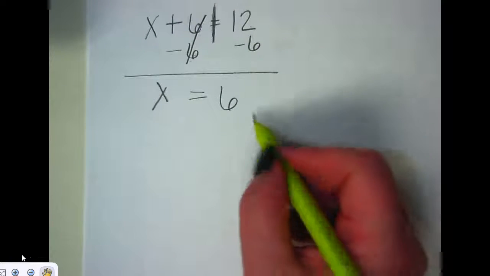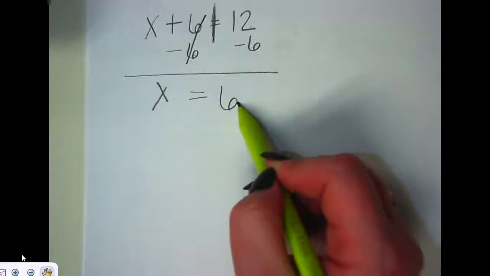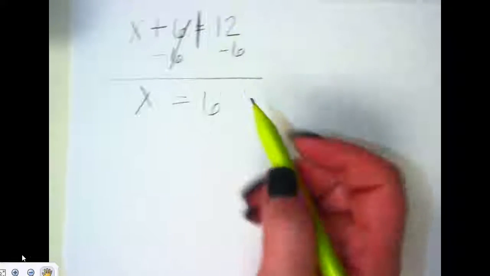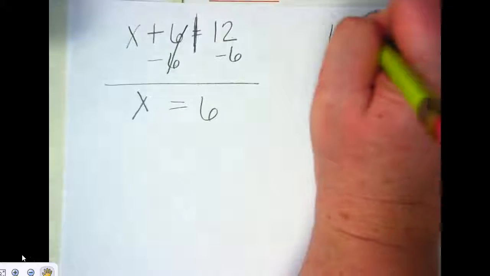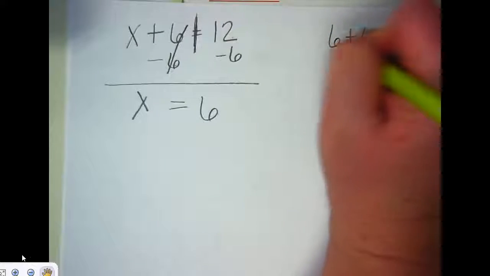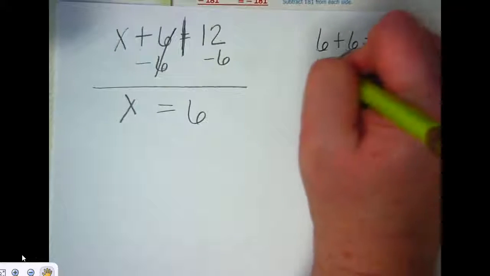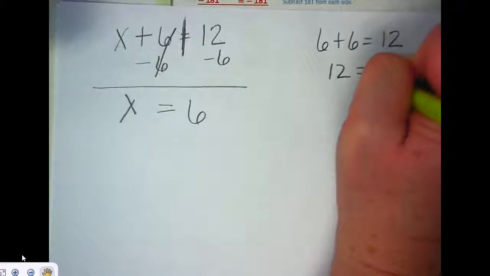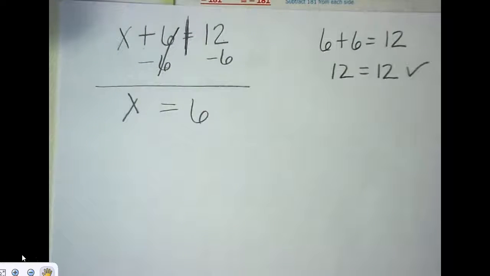Then you need to check it. If x equals 6, use substitution and change that x to a 6. 6 plus 6 equals 12. And 6 plus 6 is 12. So 12 does equal 12. And I've checked it. All right.